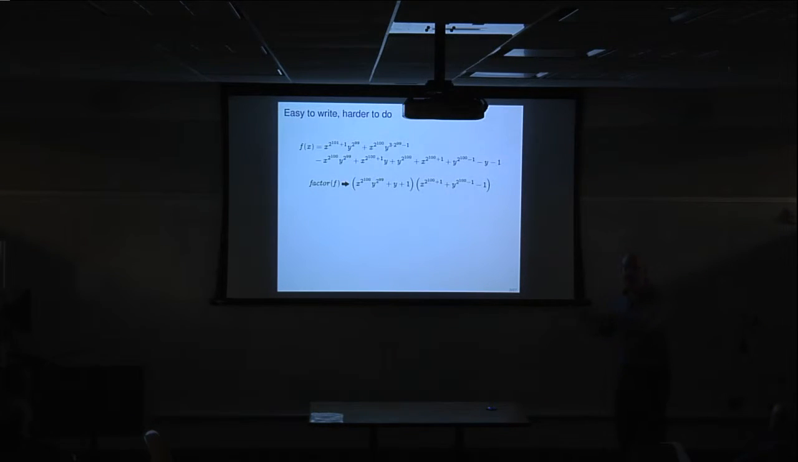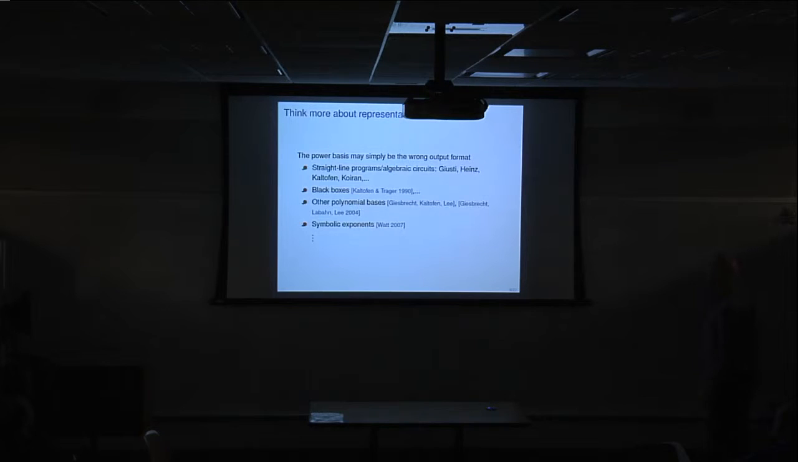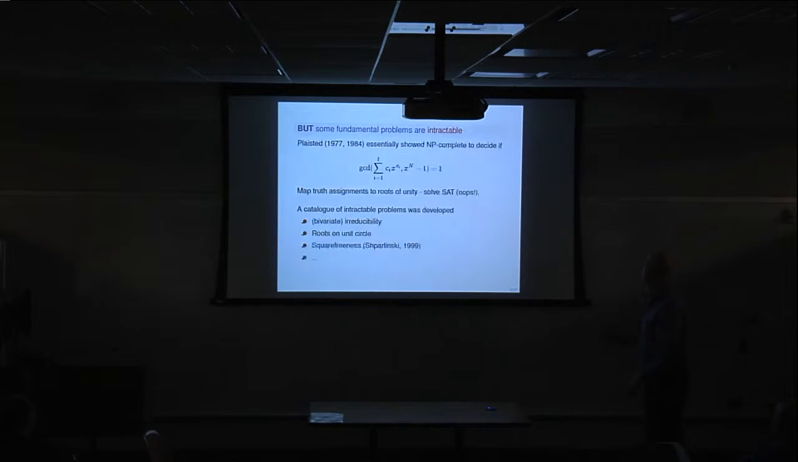So I want to be able to work with sparse polynomials, but I have a problem, at least in terms of the complexity. So let's talk about complexity. Traditional algorithms, at this point, always run in time proportional to the degree. Fast algorithms run in time proportional to the representation size, which was my number of terms, the log of the degree, and the log of the height. That's what I mean by fast for a sparse input or a sparse output.